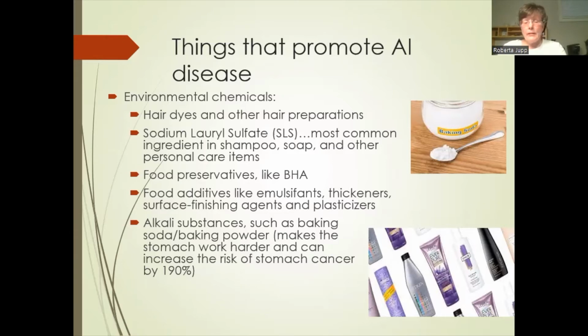Things that are alkaline, that are baking powder and baking soda, they make the stomach work harder because our stomach wants to make stomach acid in order to digest our food. And these are alkaline, so they work against the stomach acid and they make the stomach work harder and can increase the risk of stomach cancer by 190%. And so whenever we bake, we can use yeast instead of our baking powder and baking soda, and that decreases our risk.